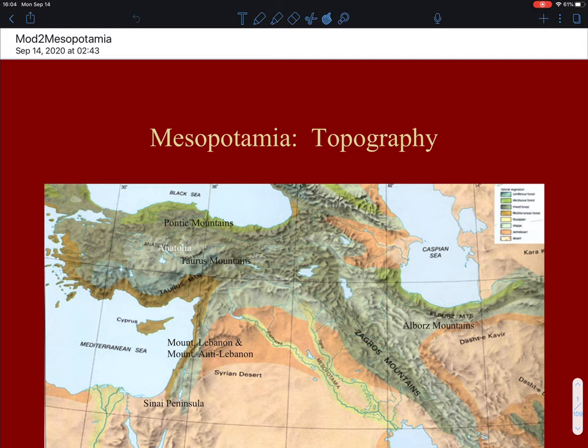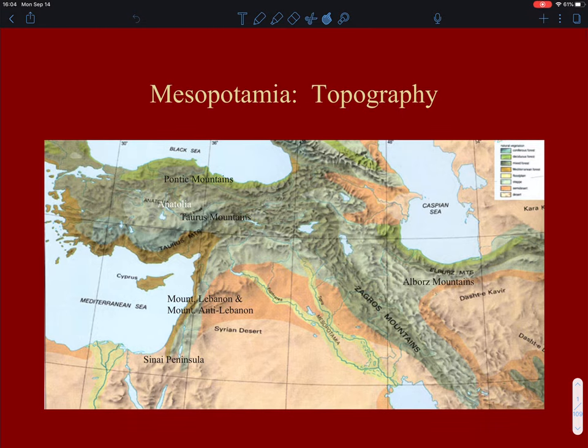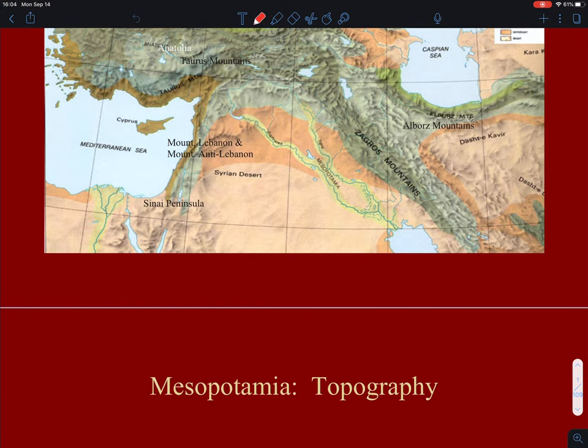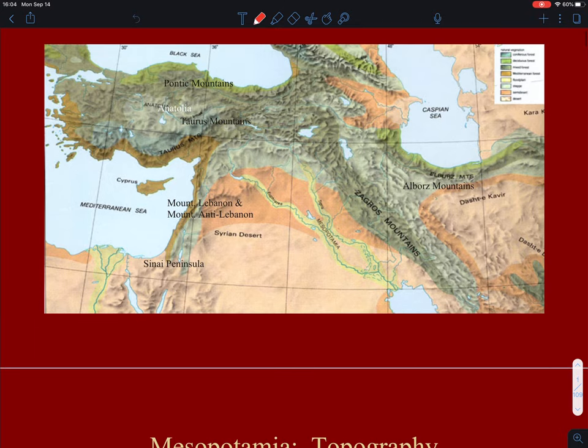So, continuing on our river valley civilization topics, we want to start with Mesopotamia, because it is one of the earliest river valley civilizations that we know of. Of course, the first thing we need to look at in order to figure out the topography and geography of a region is the map. And when you look at the map in front of you, you see what we had considered the Fertile Crescent.